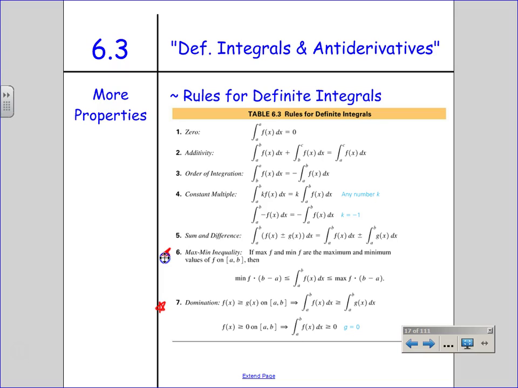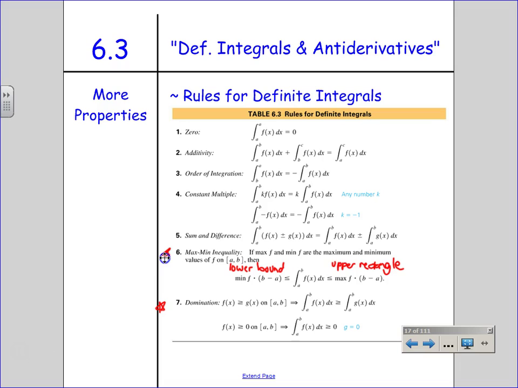Guys, this whole max-min inequality thing has shown up on AP questions in the past. It's a way of estimating or approximating. You can find a lower bound: if you find the minimum value of a function, you could find a minimum rectangle. And if you found the maximum value of a function, the maximum height, we could find the maximum rectangle. So we could say basically a lower rectangle and an upper rectangle. And we know the integral is going to need to be within those two.